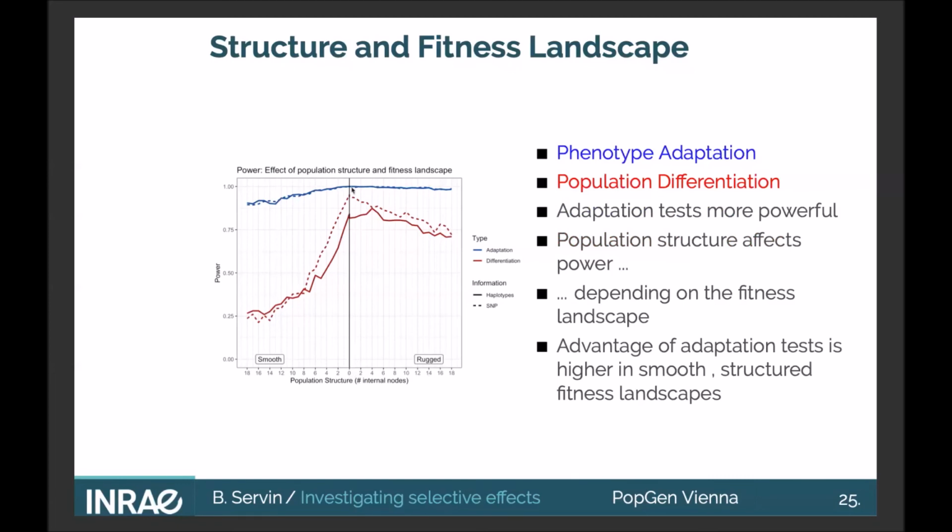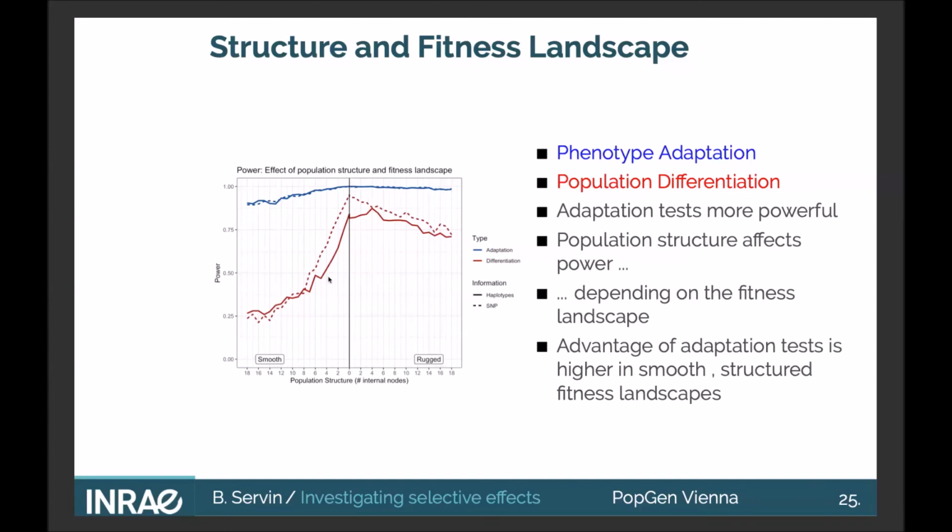So what happens if you're on a rugged landscape? Population structure doesn't matter very much, right? You can have population structure, given that it's completely unrelated to the value of your trait. It doesn't affect power that much. Testing adaptation is a better idea if you can, but the difference in power is not that large, and it doesn't vary much with structure.